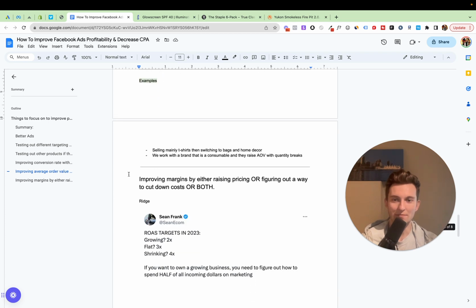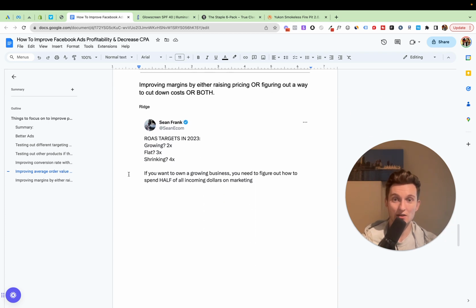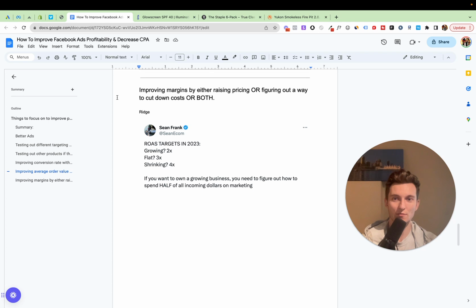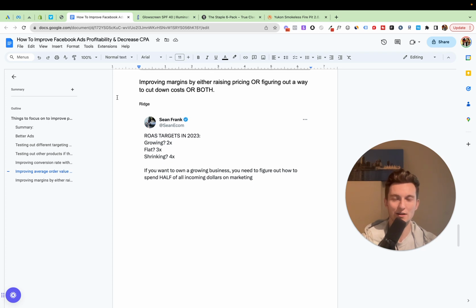Okay. Last one here is improving your margins. With improving margins, there's literally only two ways: either raise prices, or cut down your costs, or you do both. That's really all you can do. But obviously you're going to improve your profitability if you improve your margins. Very simple as that.